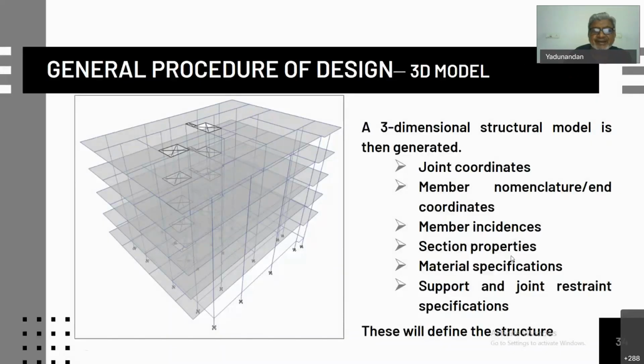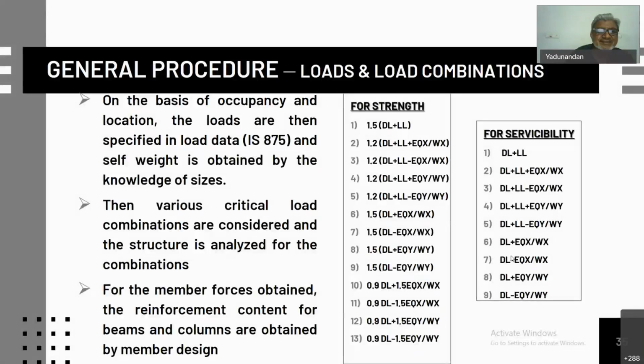You specify these things. As you all know how a computer program is done, once you fix this, use AutoCAD and feed in the inputs: review the coordinates, member dimensions, incidence, section properties, material class specifications, and section and joint restraint specifications. They will define the structure. Then you consider the loads, calculate the self weight, consider the basic occupancy of the structure, and therefore fix the live load. You know the location of the structure, therefore, from IS 875, you can pick the wind load in that location, and you can also know the earthquake zone it is selected for, and take the earthquake load corresponding to that.